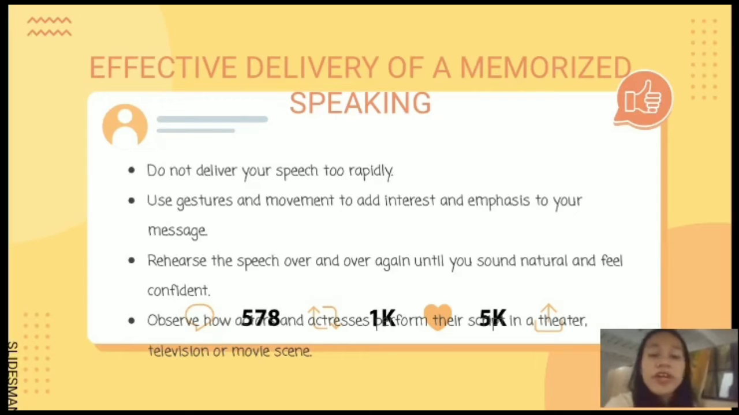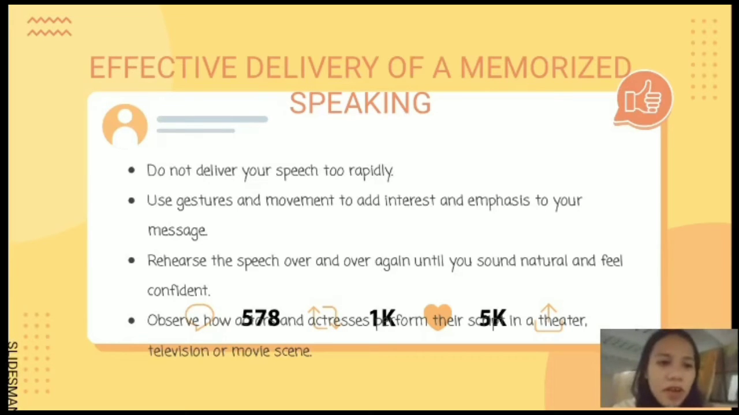So secondly, you can use gestures and movements to add interest and emphasis towards your message. Another one, rehearse the speech over and over again until you sound natural and feel confident. So that is like the general rule of doing things. Actually, rehearse over and over again until you do better.